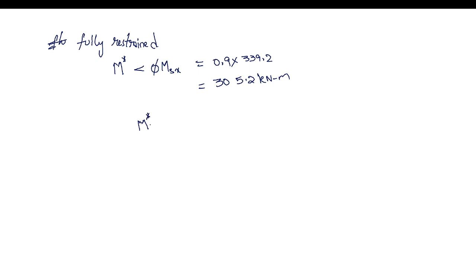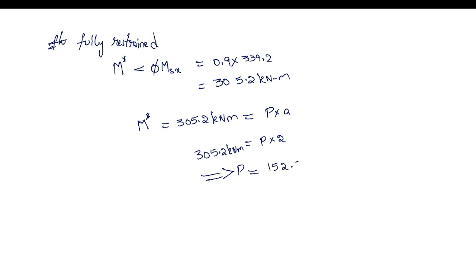I need it in terms of load, the maximum load. So M star value is 305.2 kilonewton meter, which can also be written as P times A. We already know this is the maximum bending moment for the section given load. We don't know P, we know A, that is 2, and 305.2 kilonewton meter. Then P which we will get is 152.6 kilonewton. So this is the maximum load the section can withstand.